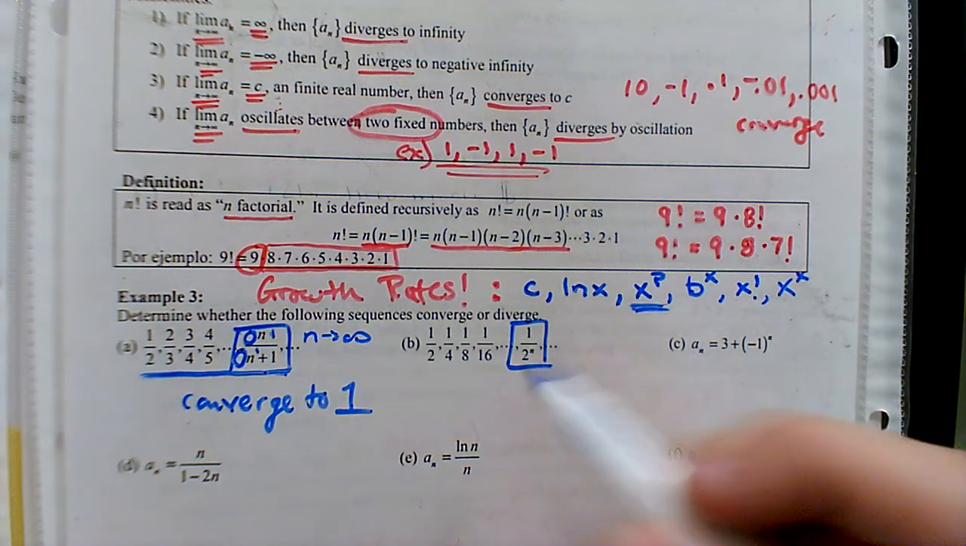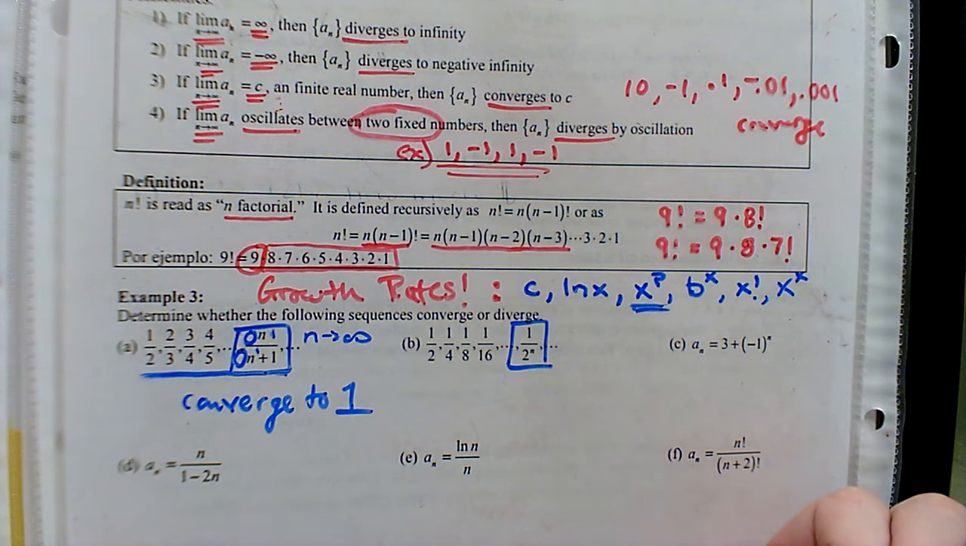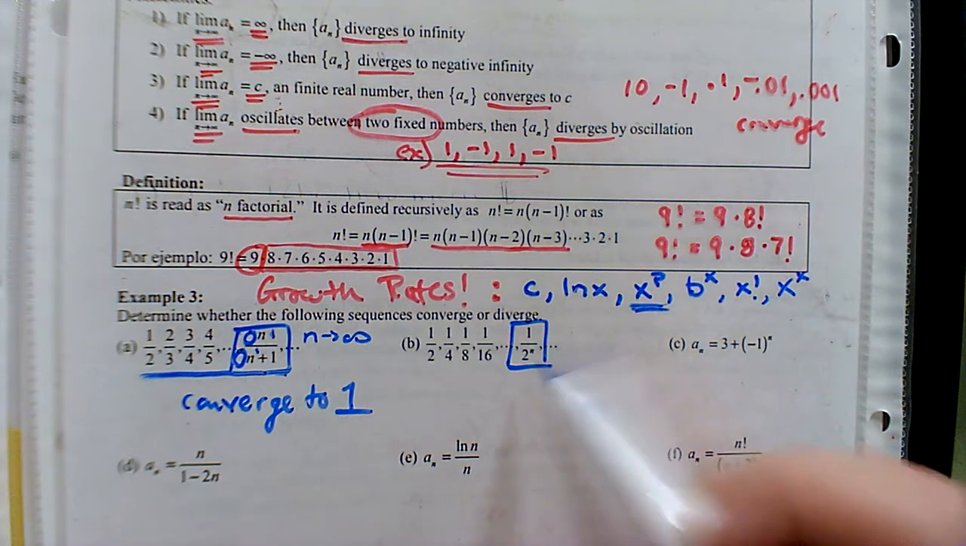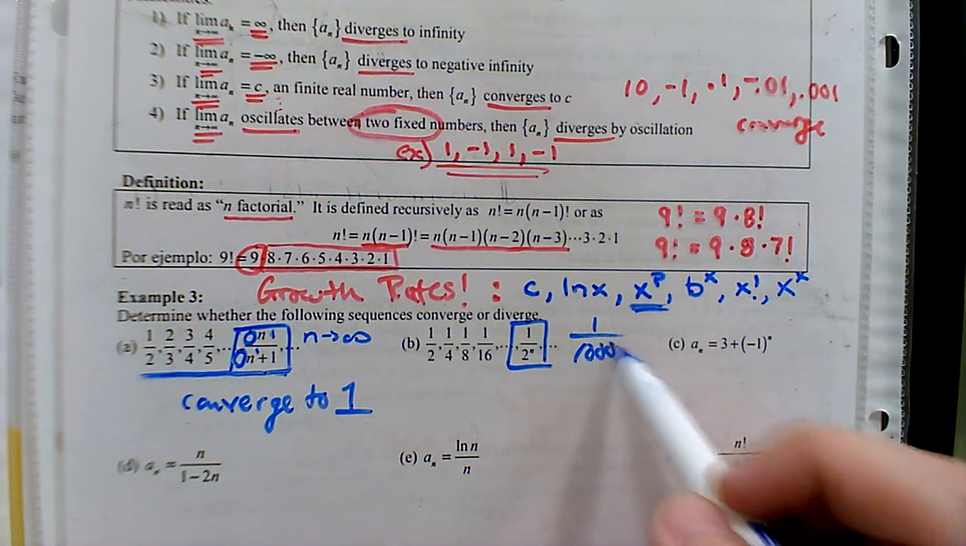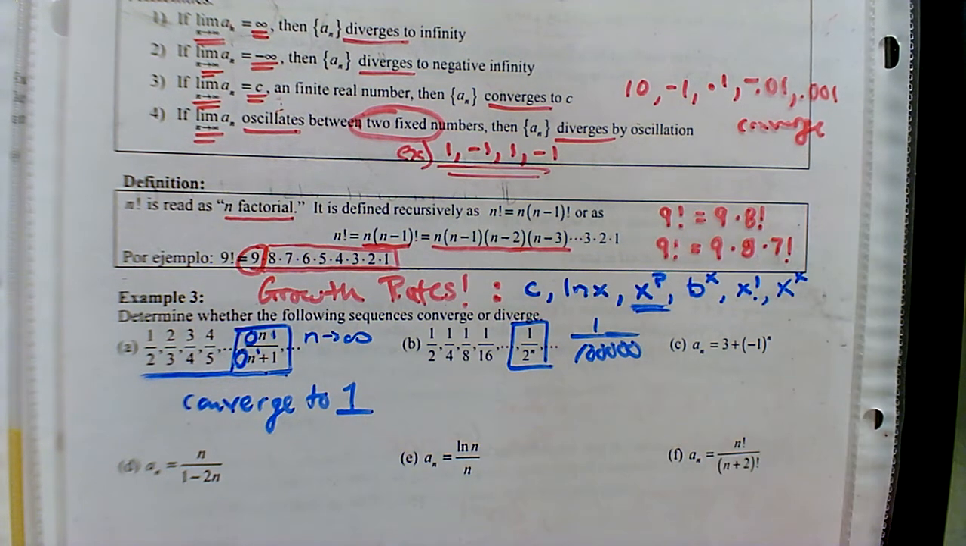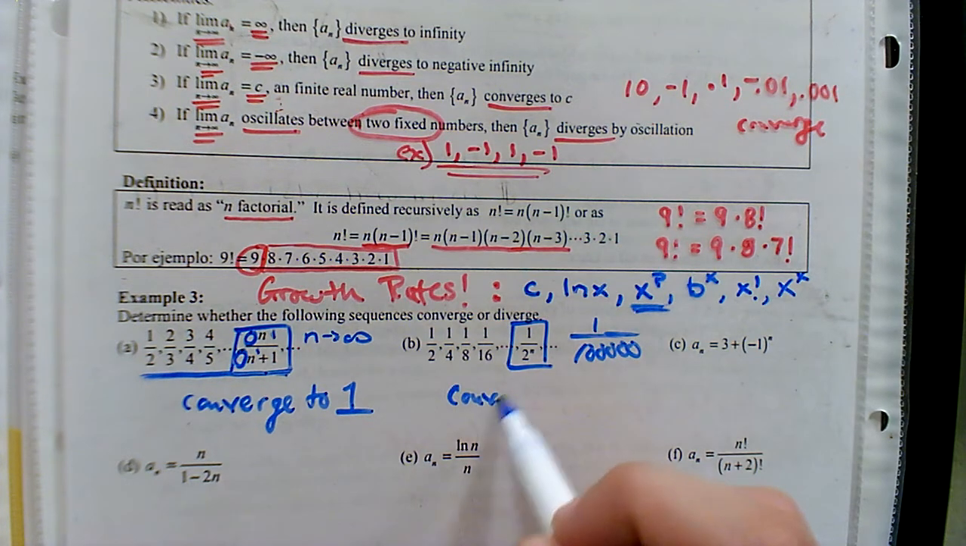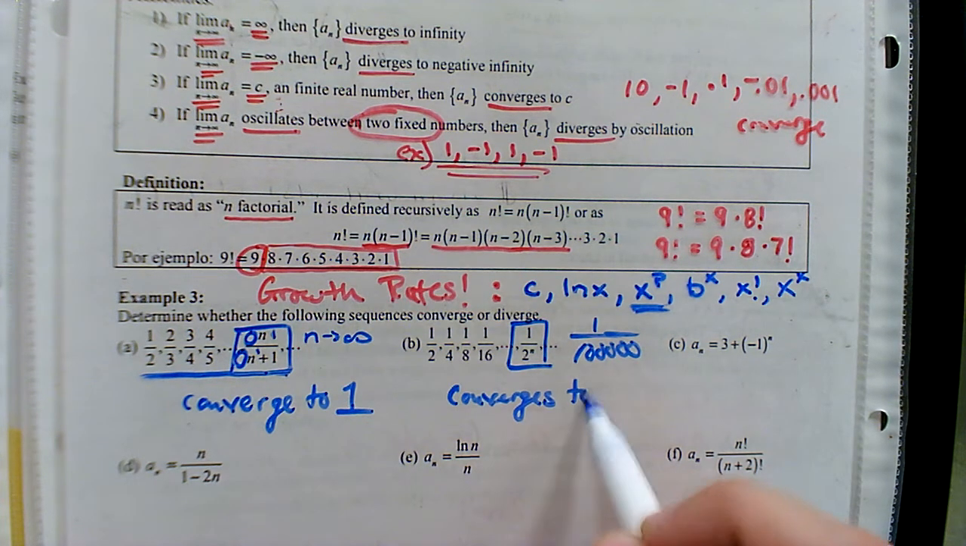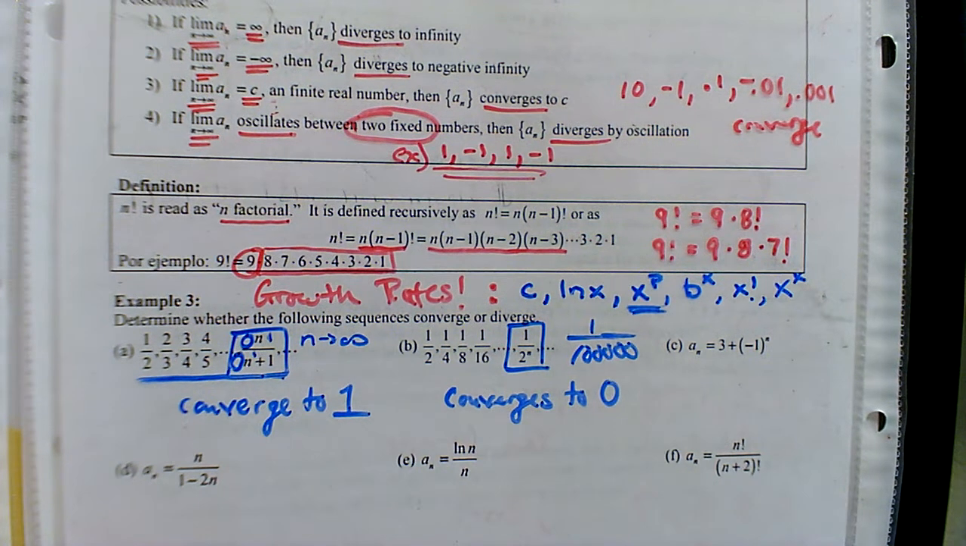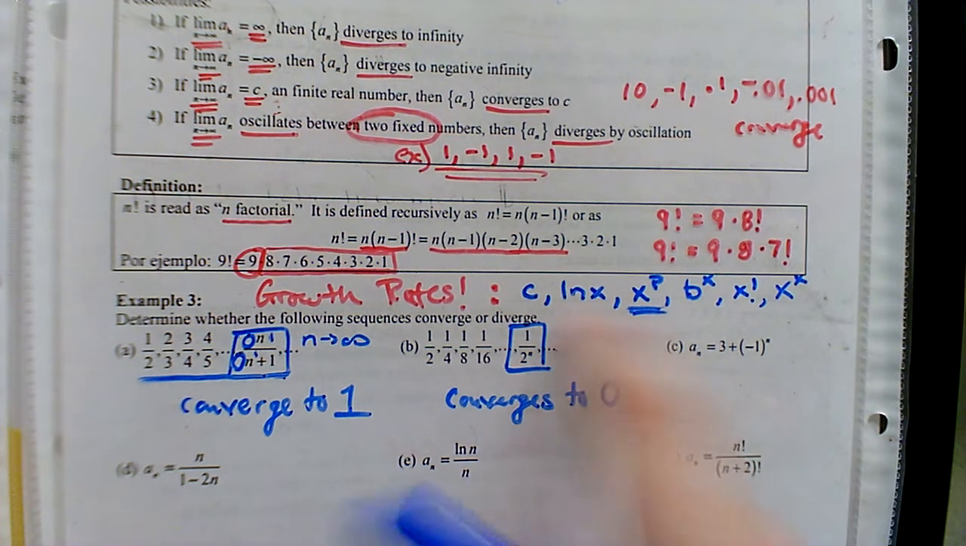What do you think, Caitlin? Divergent. How'd you know? Because it's 1 over really big numbers. So 1 over something really big. What's that really, really close to? That's 0. Okay. Converges to 0. Yep. If the bigger thing was up top, that would be diverging.